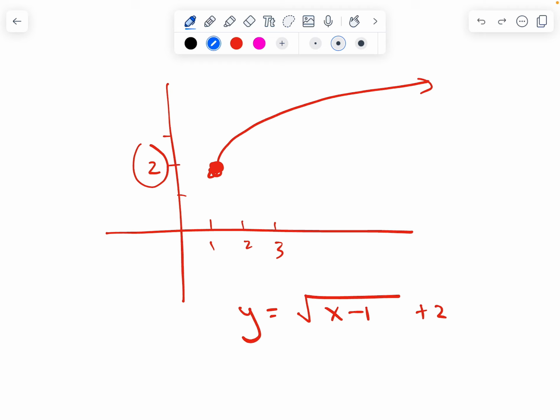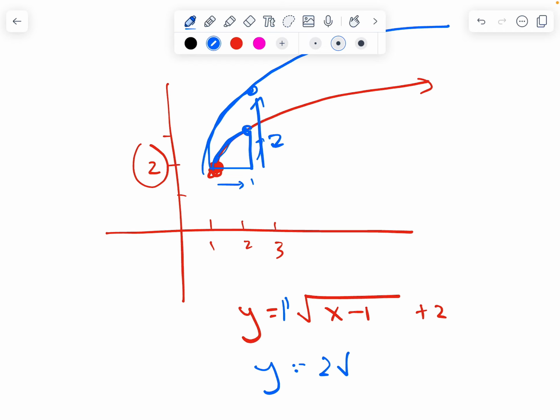But one way to check that steepness is this. If here, from here to here, I go over 1 and then up 1. So if I go over 1 and up 1 at my initial points, then that steepness is going to still stay a 1. So there's no stretch factor. But if it was something like this, if it was over 1 and up 2, and my graph looks like that, then the blue one would be y equals 2 square root of x minus 1 plus 2.